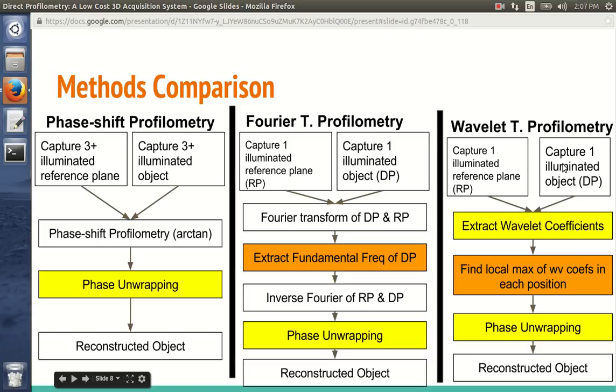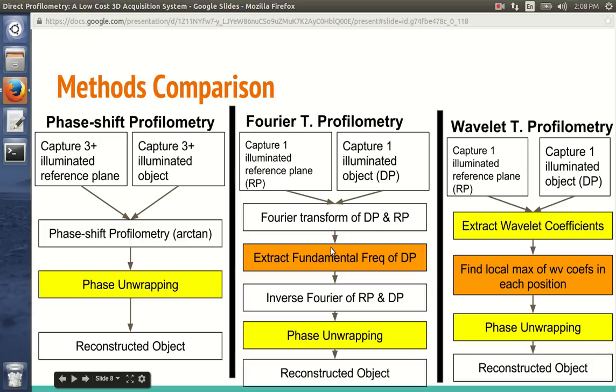Then for wavelet transform, it needs only one reference plane and one illuminated object. Then we extract the wavelet coefficient. We extract in the scale of 64 plus, and then find the local max of the wavelet coefficient in each position in each scale, and then do phase unwrapping and reconstruct the object.